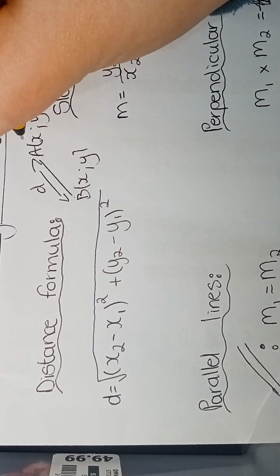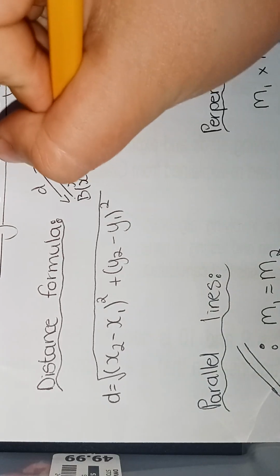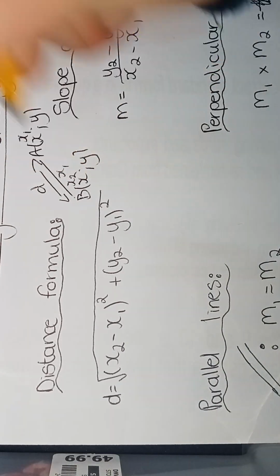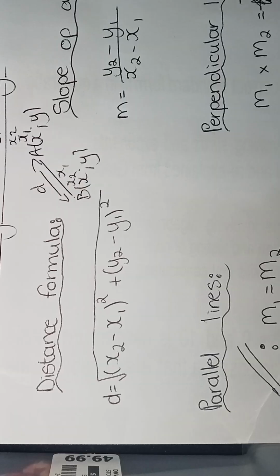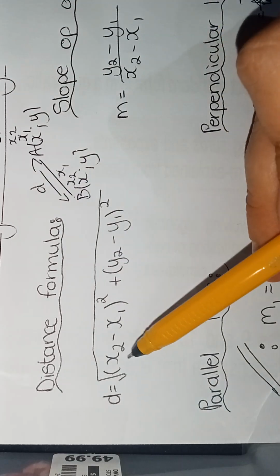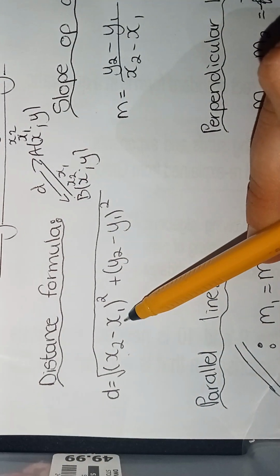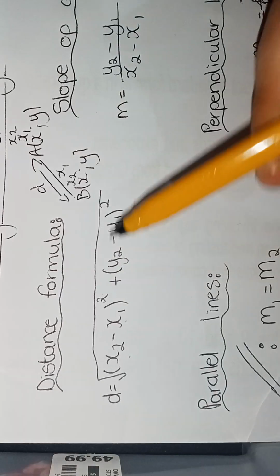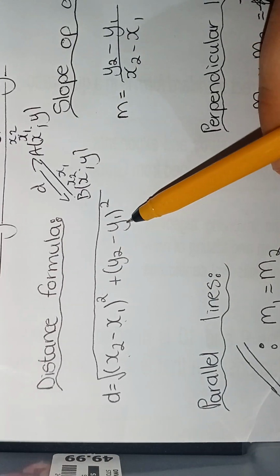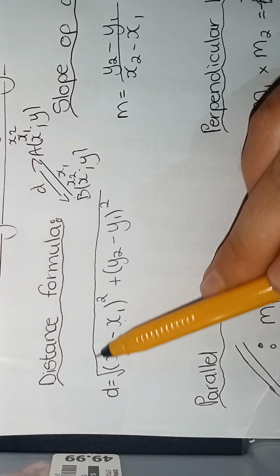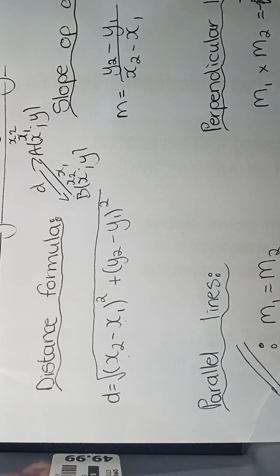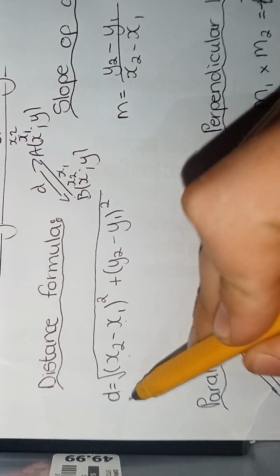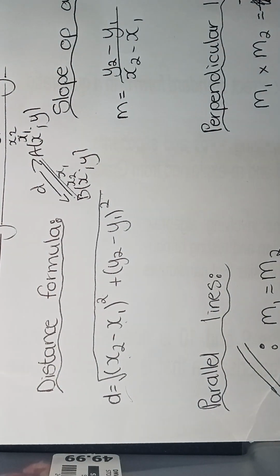So, with the distance formula, you can name them like this. This is x1 and y1, or this can be x1 and y1. It really doesn't matter. So you use your x2 minus your x1 squared plus your y2 minus your y1 squared, and you put it in a square root, sorry. And then you would find the distance between those points.